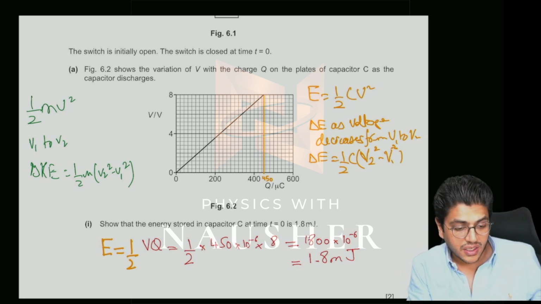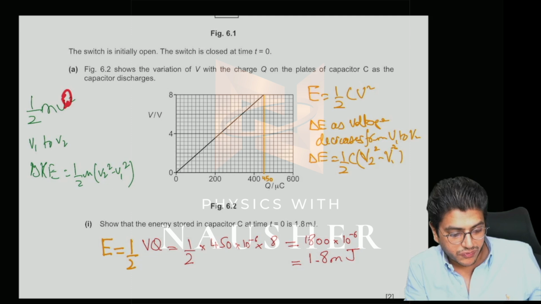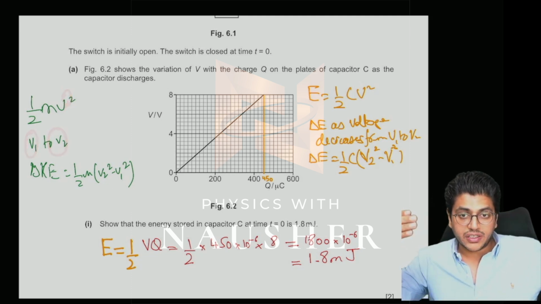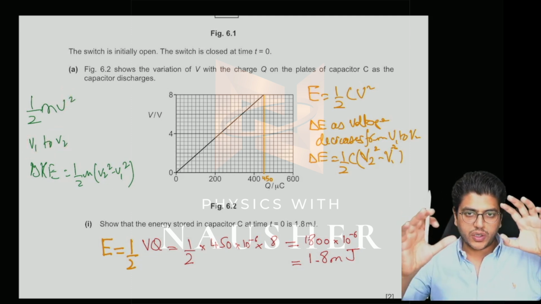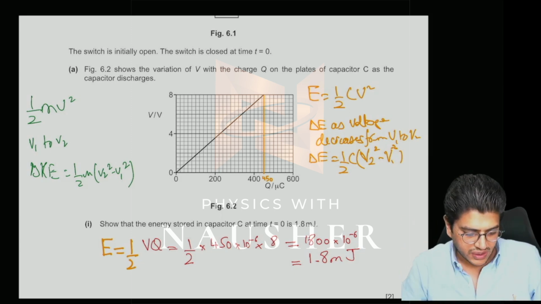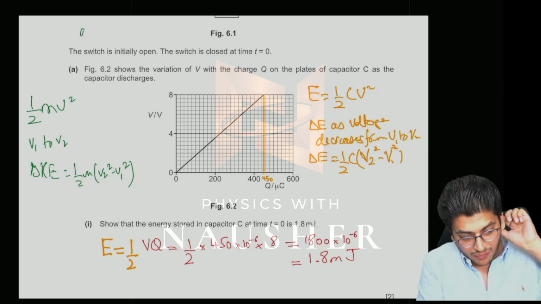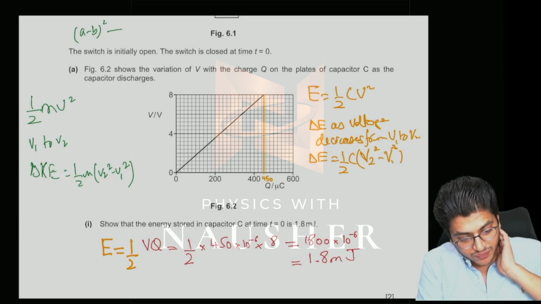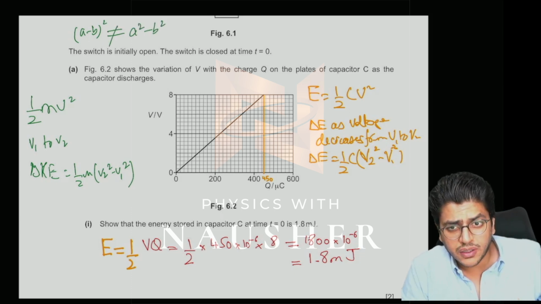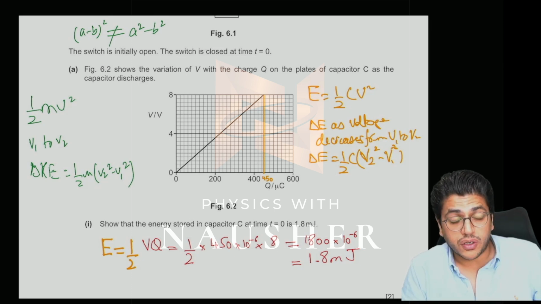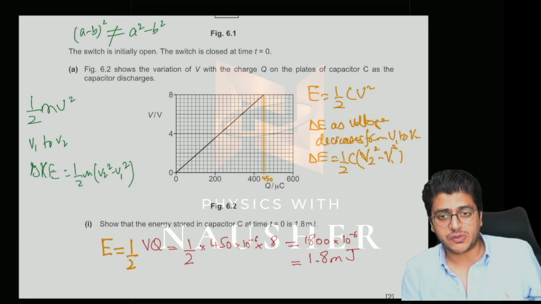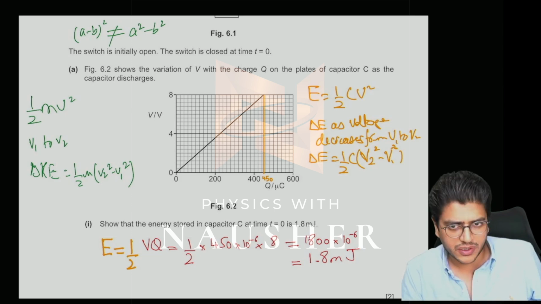Why? Because there is a square on top of V and you need to take that value twice and you need to take a difference between them. So you square them first and then you take the difference. And this is because A minus B whole square is not the same as A square minus B square. You know the math. So A square minus B square is different. And this is A square minus B square. This is not A minus B whole square. All right, bear that in mind.